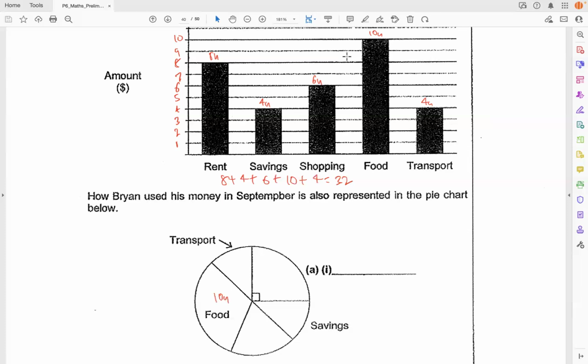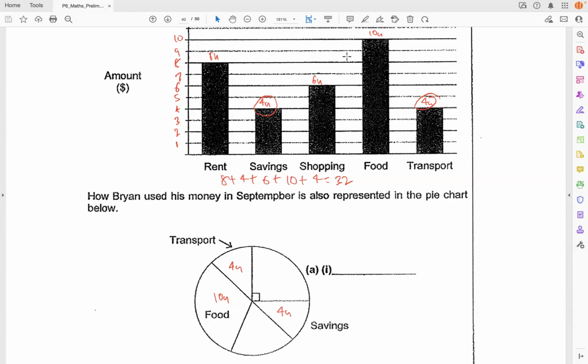And the question also says that... Okay, now let's continue. We try to fill the bar chart onto a pie chart. Now, from this diagram, I can see that the savings and the transport are equal. So if this is savings, this has to be transport, or actually given to you.